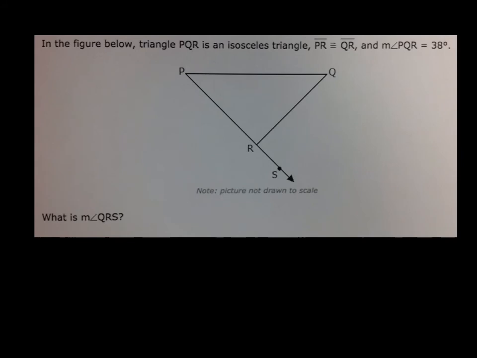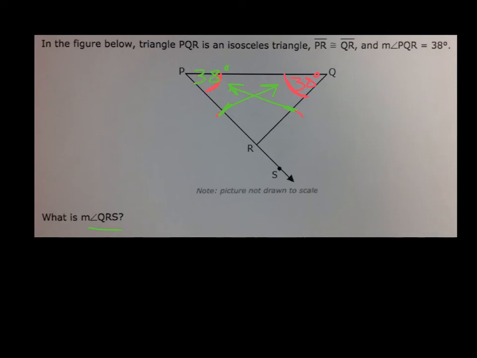All right, last question. It says in the figure below, triangle PQR is an isosceles triangle with PR equal or congruent to QR. And the measure of angle PQR is 38 degrees. Okay? We talked about this before, so right away what I know is that this angle and this angle must be congruent. Their measures are equal since opposite sides are equal. So if this side is equal to this side, their opposite angles are also equal. So therefore, I know that angle QPR is also 38 degrees.